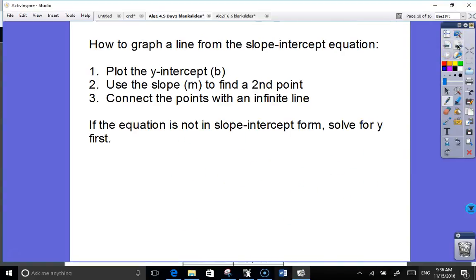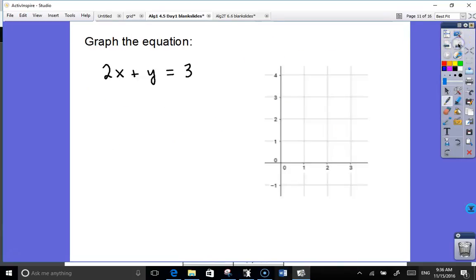Okay, now that we know how to pick out the slope and the y-intercept, we should graph lines that are in slope-intercept form. Right? The first step is to plot the y-intercept, and then second, use the slope to find the second point, and then we'll connect those points with an infinite line. If it's not in slope-intercept form, then you have to solve for y first. Right? That's always the thing. Solve for y first. Okay, how about this one? Can I graph it right away? No. What do I have to do?